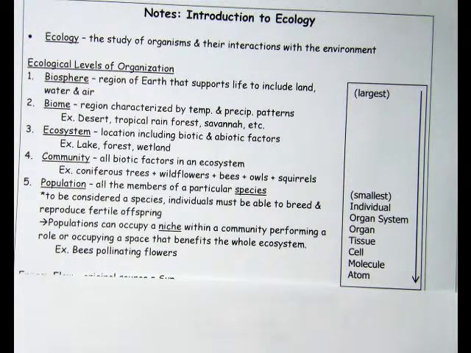When we look at populations, we also look at their niche. Populations can occupy a niche within a community, which means they are performing a specific role or occupying a space that benefits the whole ecosystem. So bees pollinating flowers is an example of their niche. They help the flowers to reproduce. Or earthworms that break down decaying matter. They're decomposers, an important role in the ecosystem. They return nutrients to the ground.